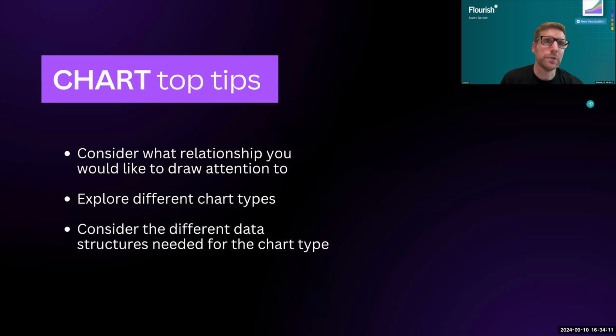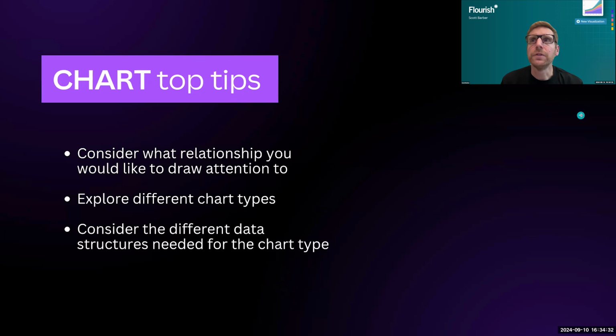Okay, so our top tips for charts. Consider what relationship you want to draw attention to. Try and explore different chart types rather than just going with the first option that comes up. Try a few different things and see which one tells your story best. And then also consider the data structures you're going to need for that chart type.